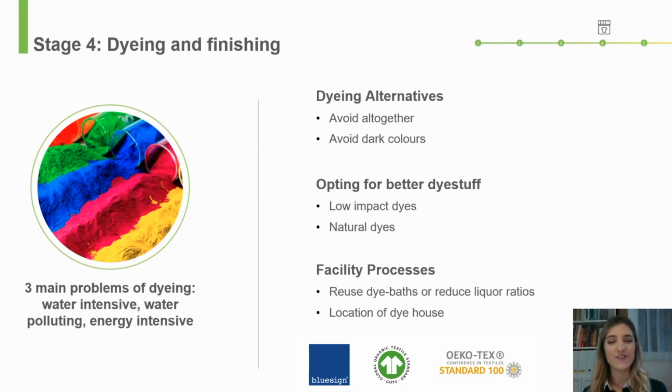Also check for your facility processes. So aim to reduce your dye baths for several batches, or try to reduce your liquor ratios when possible. And currently on the market, we have a standard liquor ratio of about 12 to 1. That means that there's 12 liters needed for 1 kilogram. So reducing this ratio will save a lot of water in the long term.